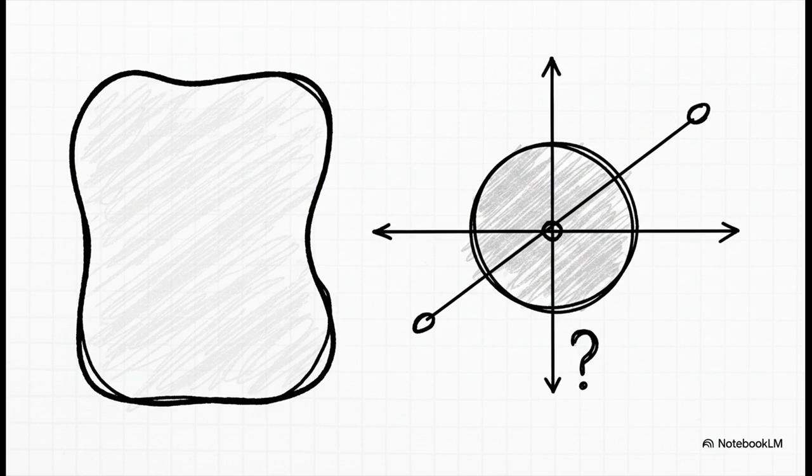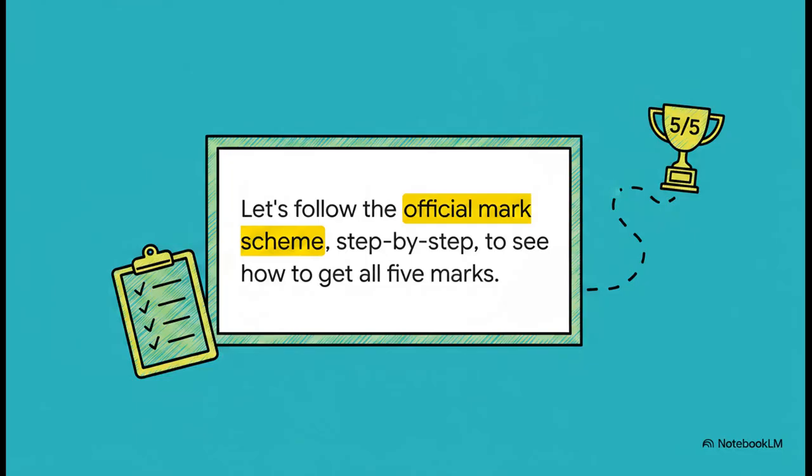Now 5 marks are up for grabs here, so the big question is, how do you make sure you bag every single one? Well, the absolute best way to guarantee you get full marks is to learn to think like an examiner. So that's exactly what we're going to do. We are going to follow the official mark scheme, step by step, and see precisely where each point comes from.